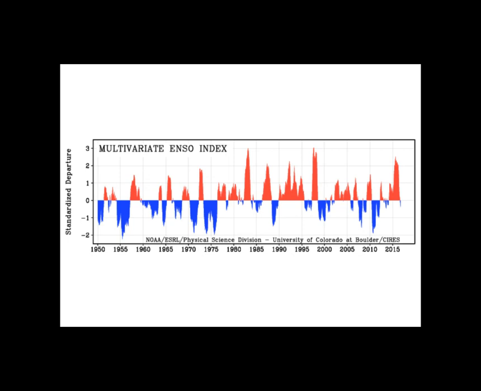Examinations of the MEI over time demonstrate the cyclic nature of ENSO events. Positive red values indicate warmer than normal conditions, El Nino, while negative blue values represent conditions that are cooler than average, La Nina. The greater the deviation from zero, the stronger the event. Notice that the intense El Ninos are in 1983, 1997 to 98, and 2015.